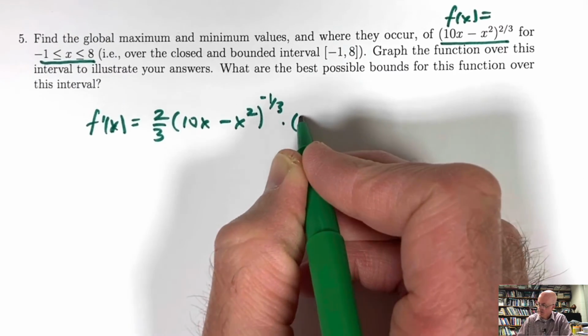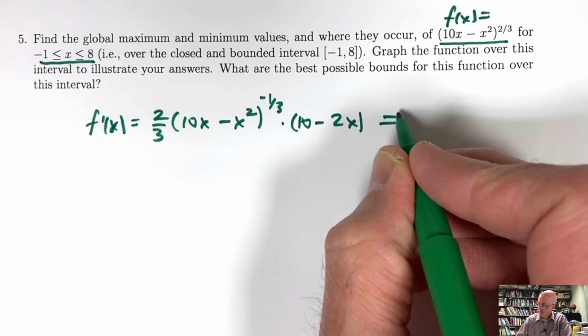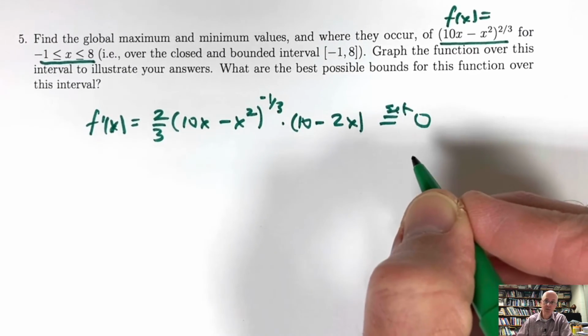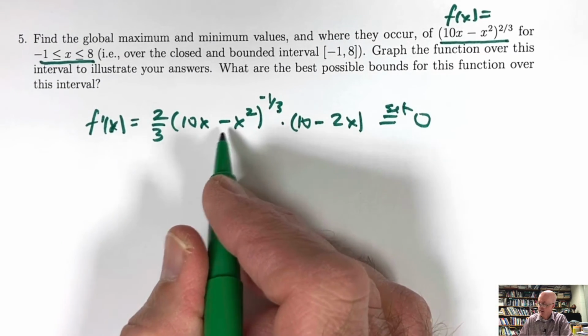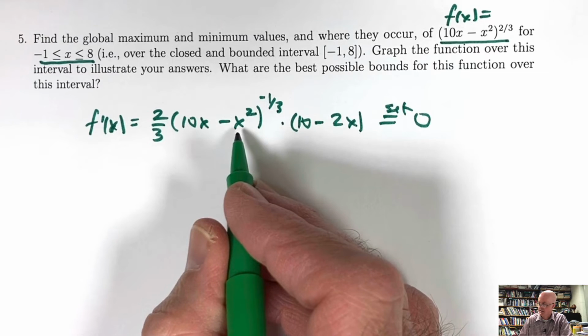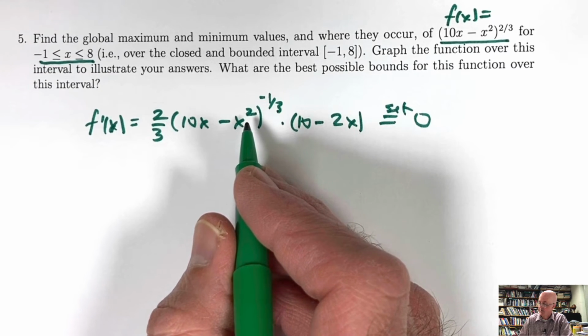Don't forget the chain rule here. I will set this equal to 0 and solve for x, and those will give 1 or 2 critical points. But this is also undefined when this is 0 because, well, this is not really a proof, but it's a hint that f prime of those points is probably undefined because you got a negative power here.